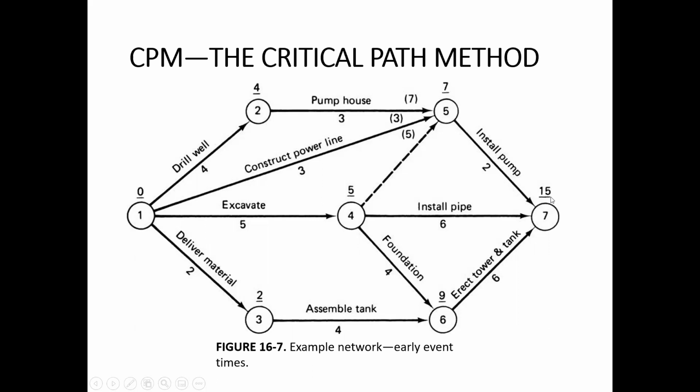So do you have any doubt about how the calculations have been performed? It is simple. For those events where two or more activities are going into, such as number 5, number 6, and number 7, you will take the highest of those preceding values. Okay, so this is the only thing which you need to remember.